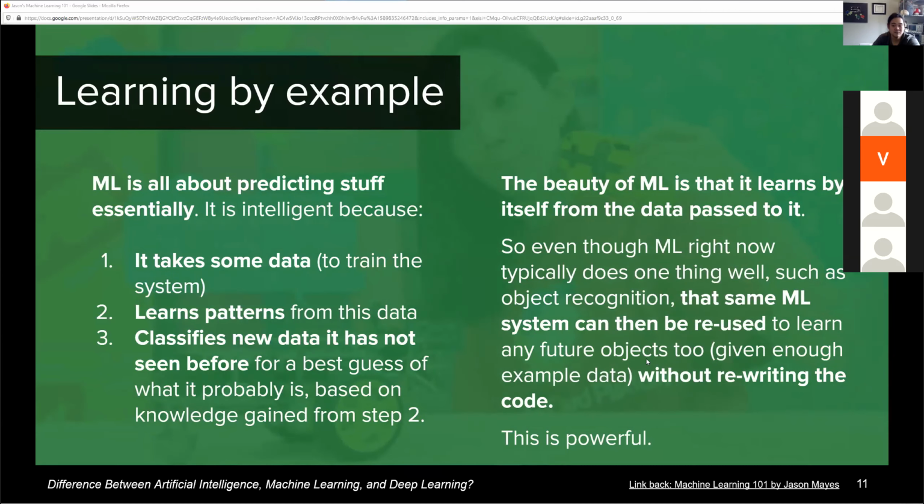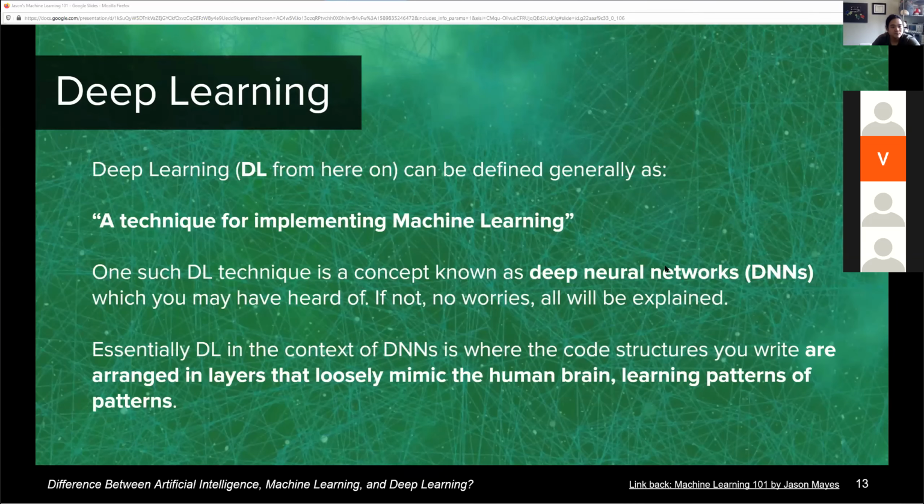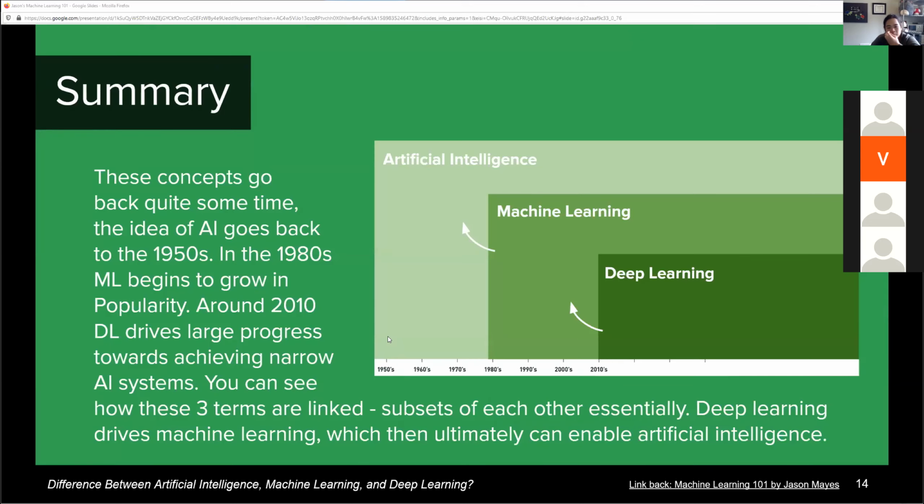So, you know, we're used to the idea of if, else if, else if. Here's the machine learning program. Let's try to classify things and change ourselves to reduce the error rate, right? So deep learning, I'm not really into deep learning, so I don't know what this is. Technique for implementing machine learning, okay. Deep neural networks, which you may have heard of. Oh, all right, and we'll explain it later. So apparently it started off with artificial intelligence, machine learning, and then deep learning.